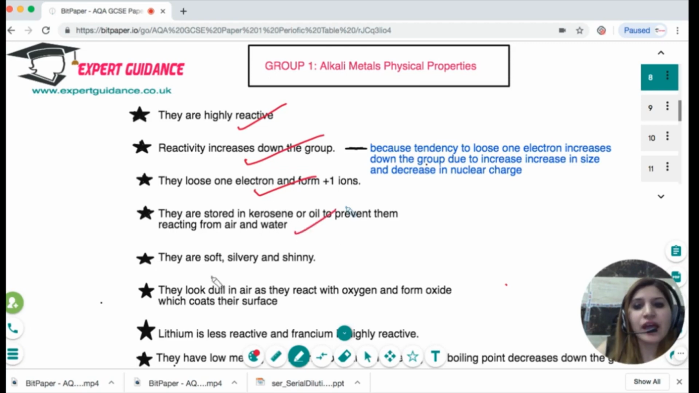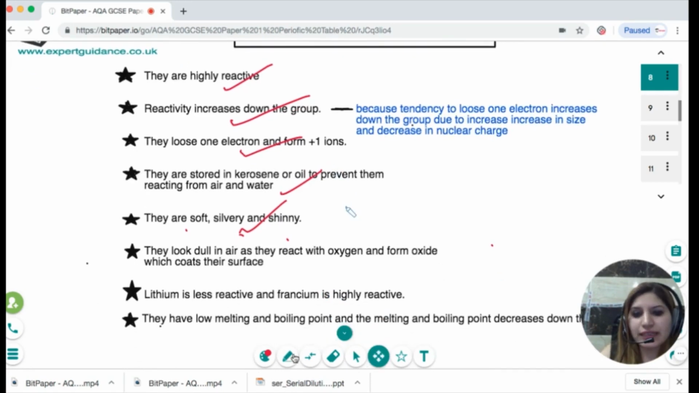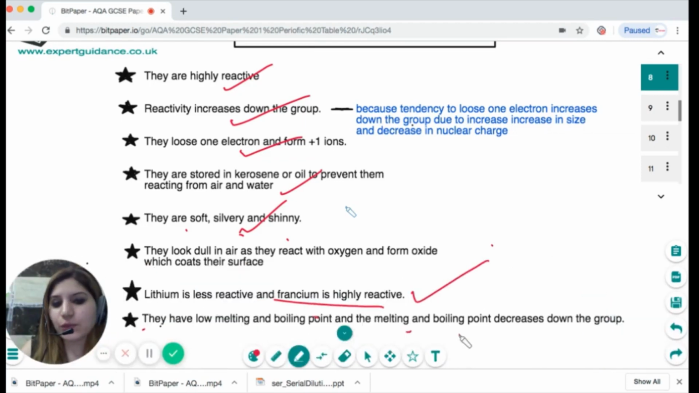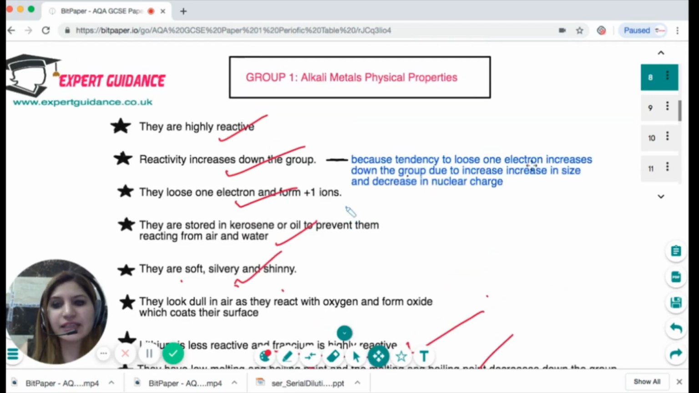They are soft, silvery, and shiny, but you must have seen that the metals at times look dull. The reason for that is they react with oxygen in the air, as they're too reactive, and form a layer of oxides on the surface, and that oxide gives them a tarnished appearance. And I've already told you that lithium is less reactive and francium is highly reactive. They have low melting and boiling points, and the melting and boiling points decrease down the group. Okay, so I hope these physical properties are clear to you.